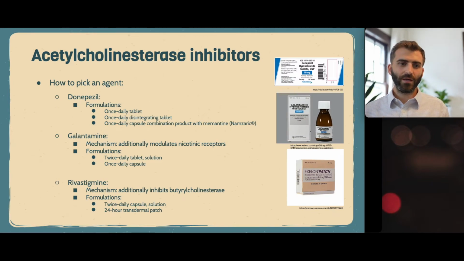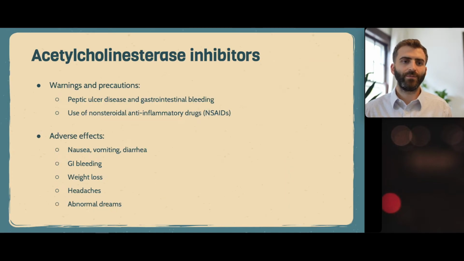How to pick between them? They work relatively the same, so their efficacy rates are about the same. Some say, and a little bit of evidence supports, that donepezil might be the best tolerated, but they're relatively similar. When you're picking between the three, formulations can be helpful to know. Donepezil is just available as oral products, galantamine is oral and solution, and rivastigmine is oral, solution, and patch. So they kind of all one-up each other. They have slight differences in their mechanism, but you can look further into that if you're interested.